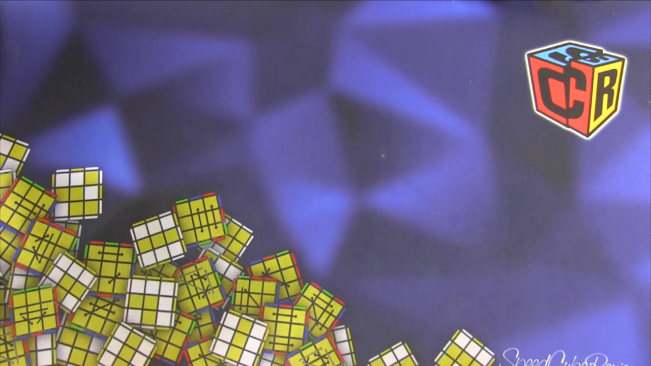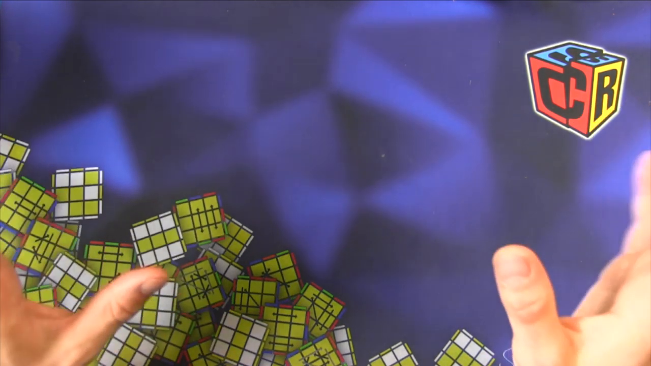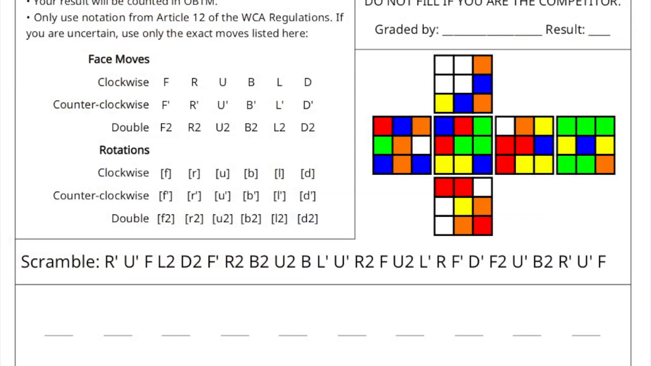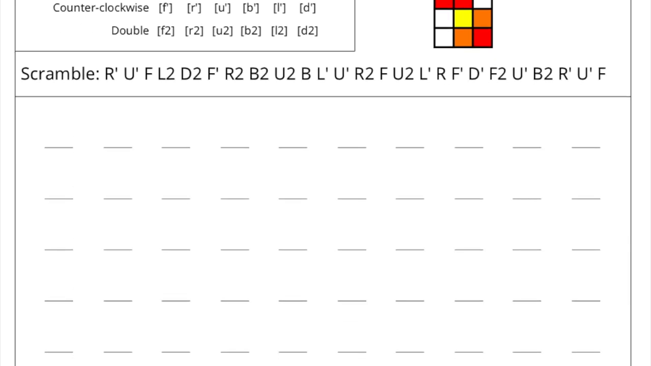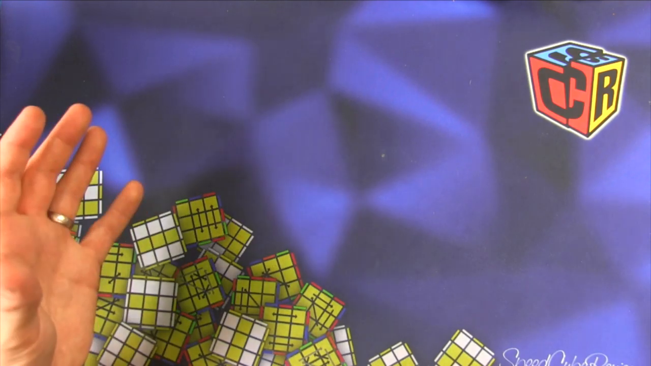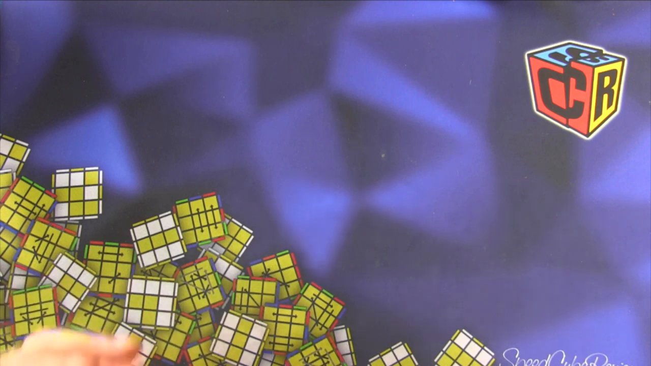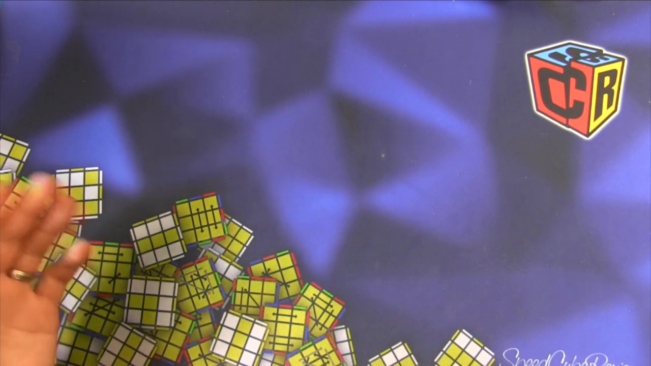There was some talk about eliminating rotations. I'm not a big fan of that, but we'll see. So just always ask your delegate. And we have the scramble and then 80 spaces. Your solution can be up to 80 moves, and that counts rotations though. So if you have, let's say, a 75 move solution with 5 rotations and it fills the whole page, your solution is 75, it's not 80.